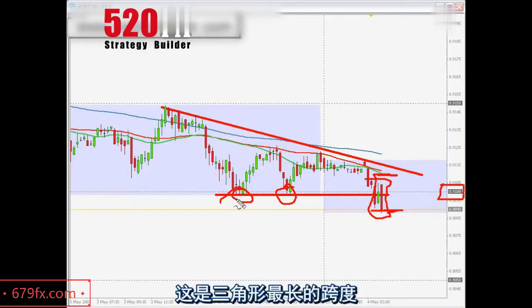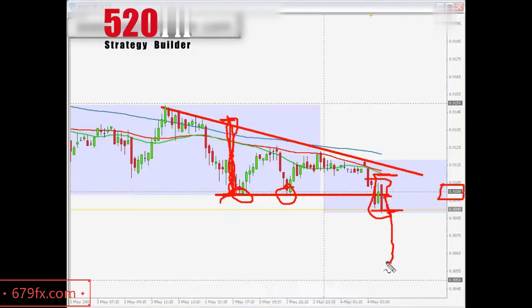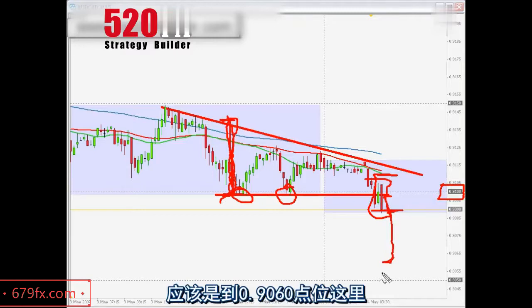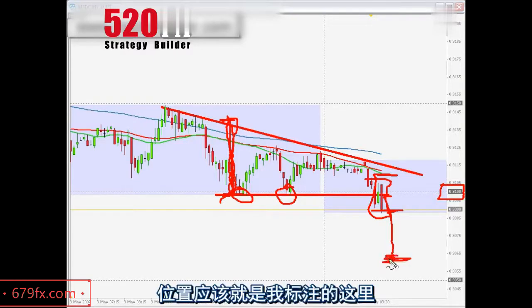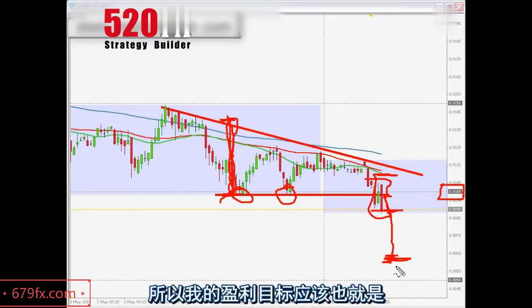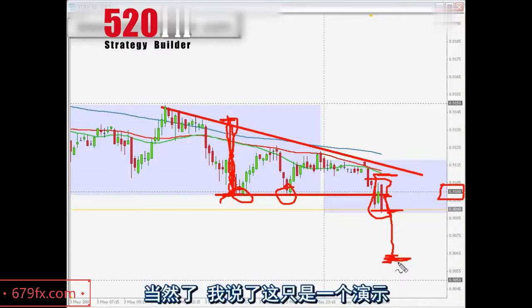As usual, the distance is measured by taking the widest range of the triangle and adding it to the breakout point. It's about 0.9060, it should be somewhere around there. That would be the target. So this trade would be a 25 pip, 30 pip actually, 30 pip trade, without the spread cost.